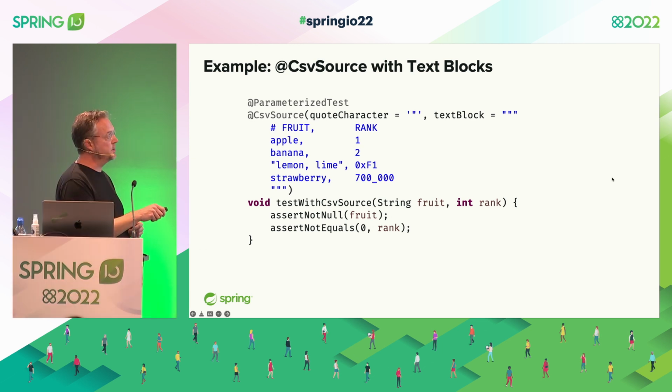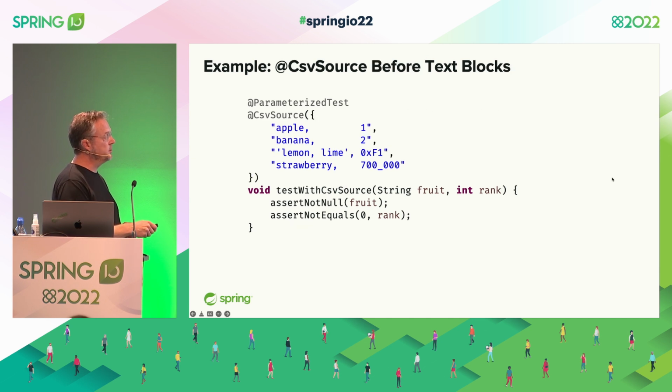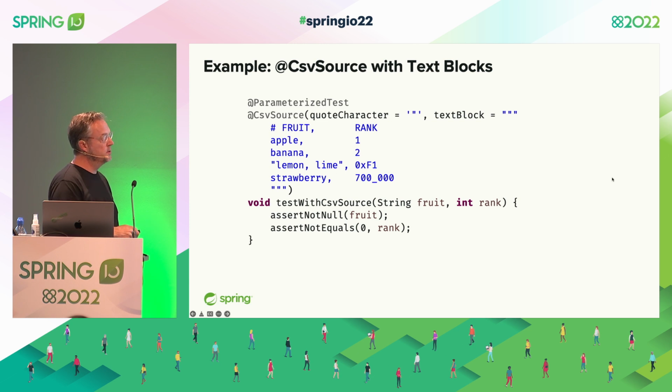And you see now we can also change the quote character to quotes, if that makes more sense for our use case. Previously we had single quotes around lemon lime, and now we have double quotes, right? Because we can have double quotes inside of a text block in Java.